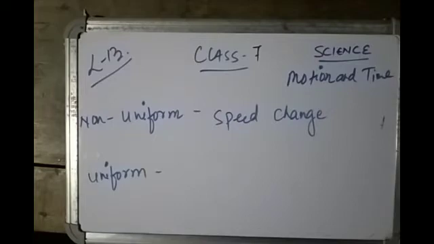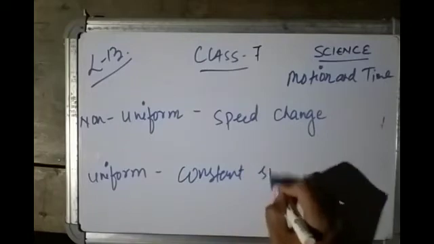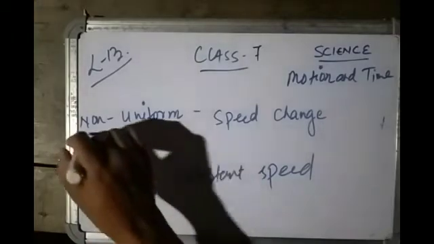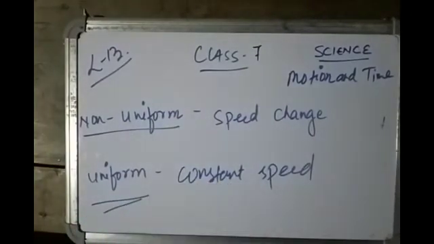On the other hand, an object moving along a straight line with a constant speed is said to be in uniform motion. In this case, the average speed is the same as the actual speed. In non-uniform motion, the average speed is not the same as the actual speed. In uniform motion, the average speed is the same as the actual speed.